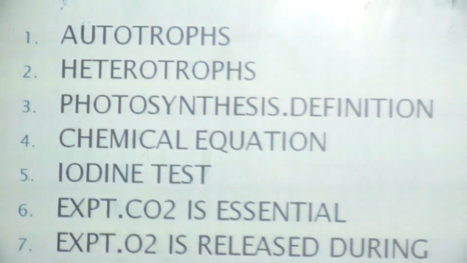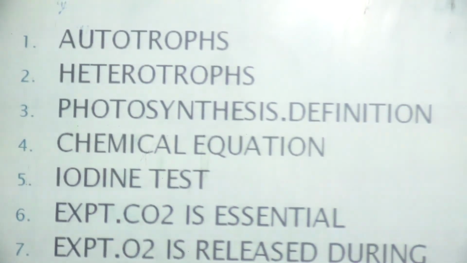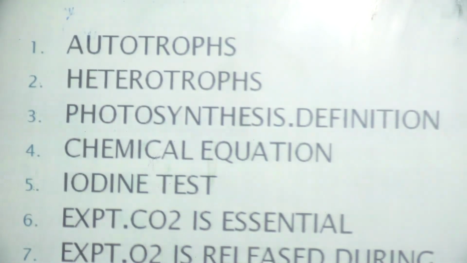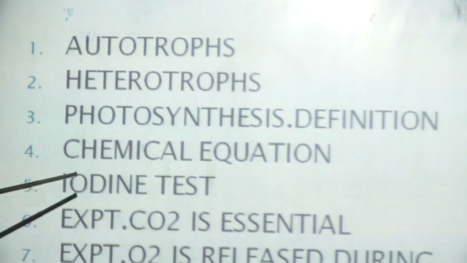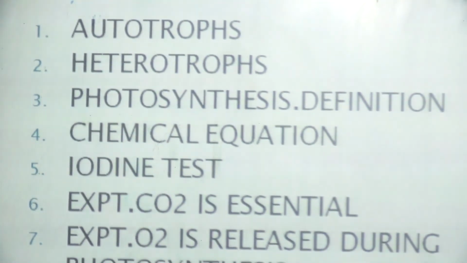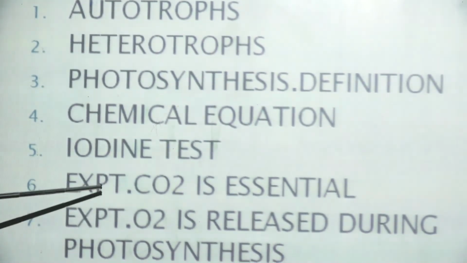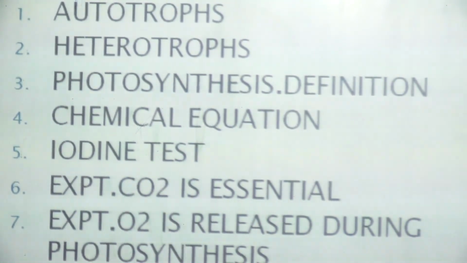photosynthesis and its definition. You have to write the photosynthesis definition with the chemical equation. Without the chemical equation, the marks will not be counted. So whenever you write the photosynthesis definition, you have to write the chemical equation also, that is C6H12O6. Then let me move to the iodine test. What is the iodine test and what is the use of the iodine test? Then what is the experiment? How you can say that carbon dioxide is essential for the process of photosynthesis.